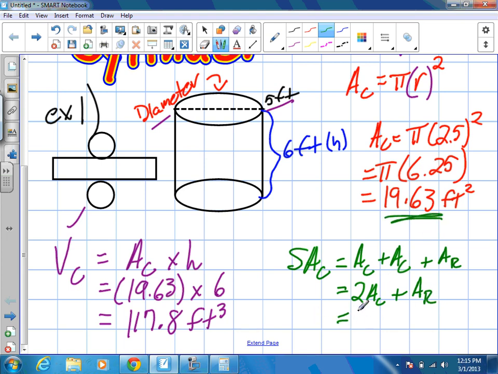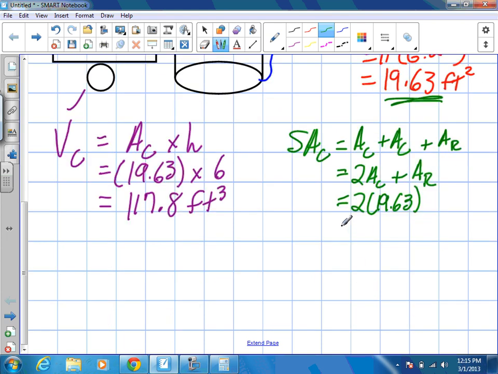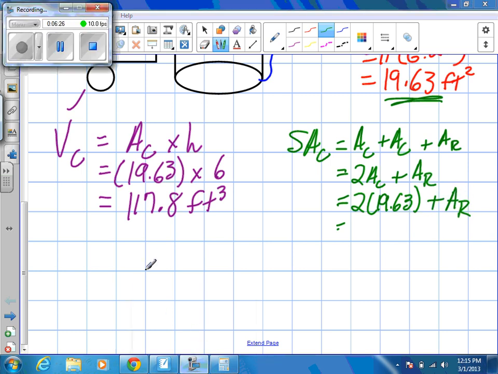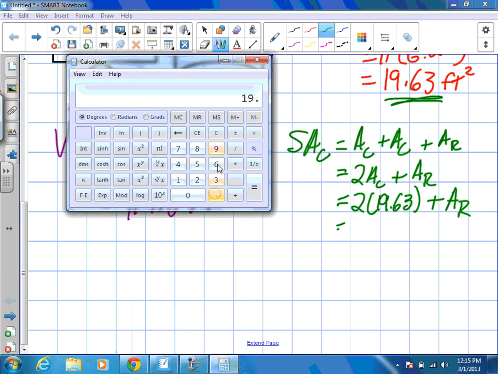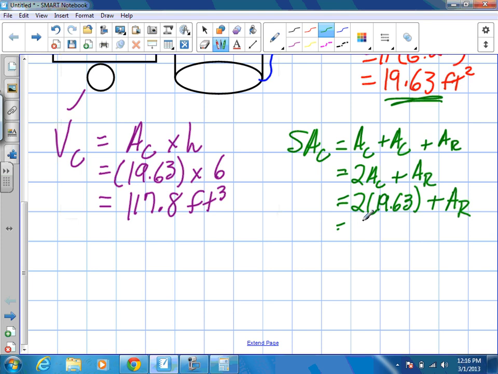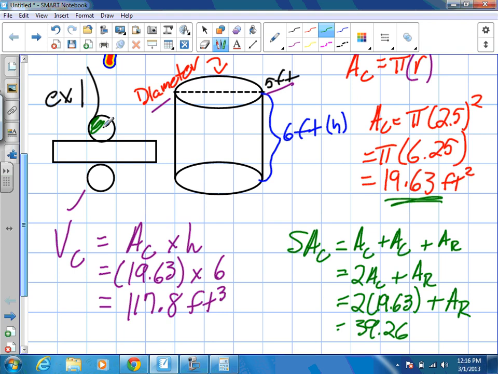2 times 19.63, because we had already found volume first. That helped us out. Again, still plus the area of the rectangle. So 19.63 times 2, 39.26. Okay, 39.26, that's the area of those 2 circles together. So both of these, when we fill them in, are 39.26 feet squared. But we still need to find the area of the rectangle.